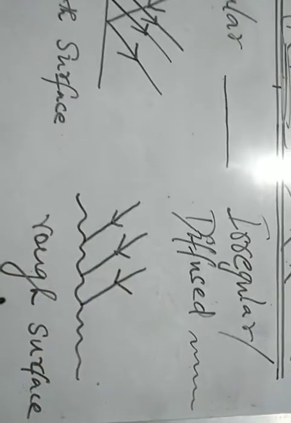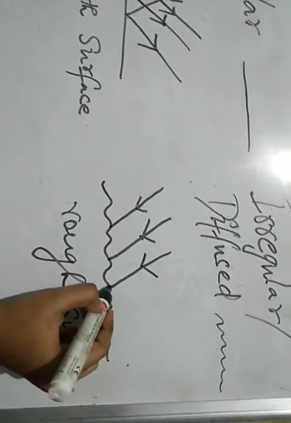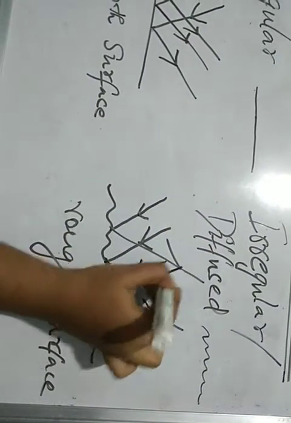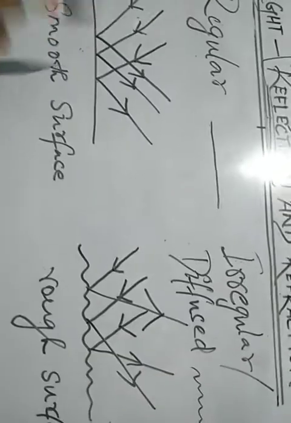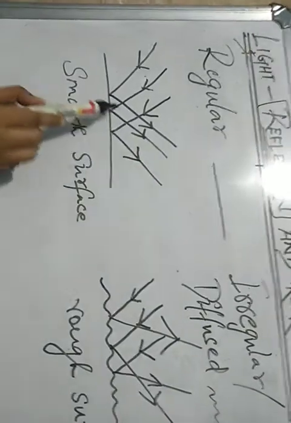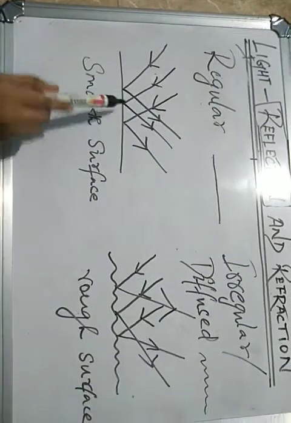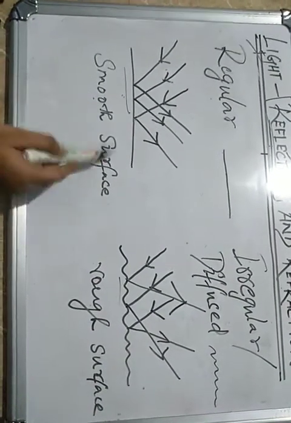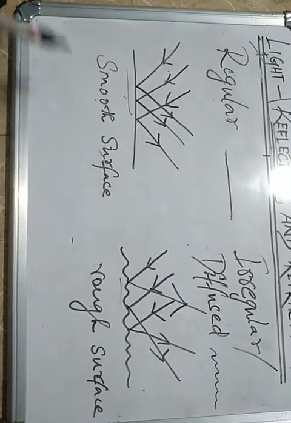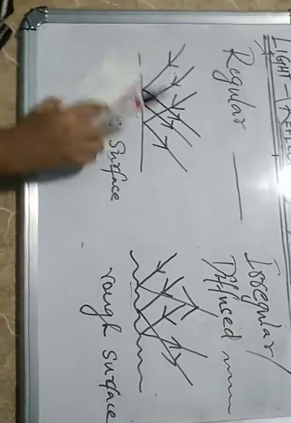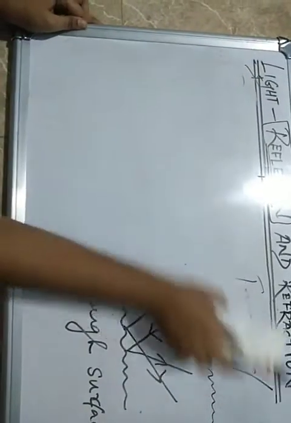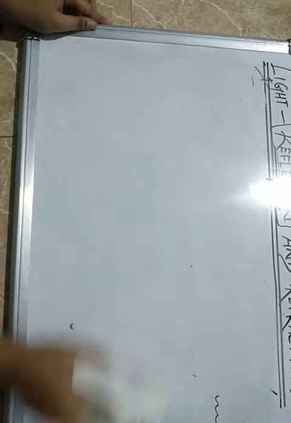Now, how does it reflect back? You see, one goes like this, another goes like this, another goes like this. There's no uniformity like regular reflection. You compare this diagram and this diagram. Easily you yourself can say which is regular reflection and which is irregular reflection. So these were the two types of reflection: regular reflection and irregular or diffused reflection.